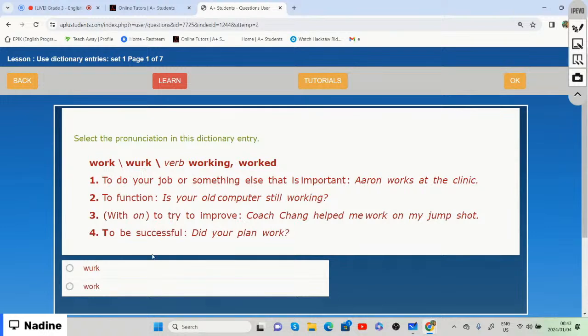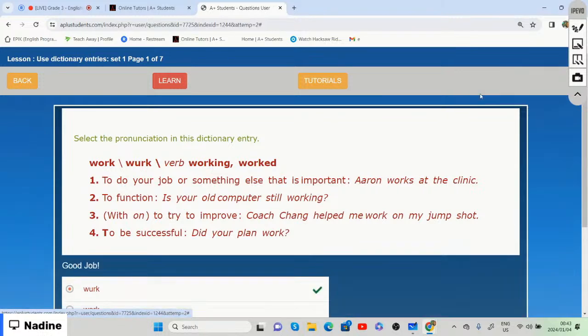And if we need to find the pronunciation, then it's the first option. Because remember, the first word is basically how the word is spelled, like work. And the second word, WURK, that is how you say the word. So work is correct.